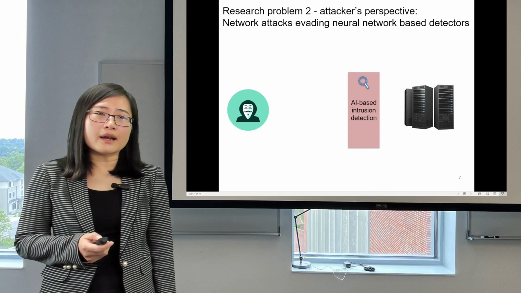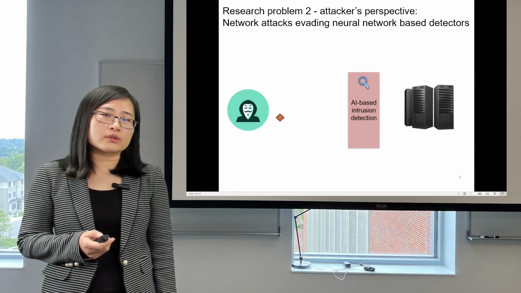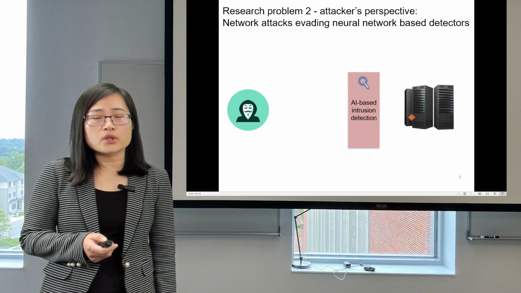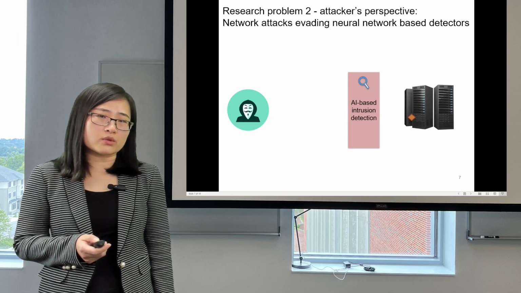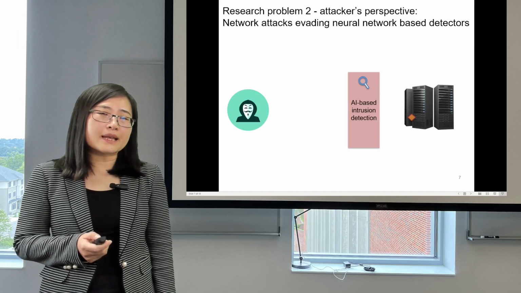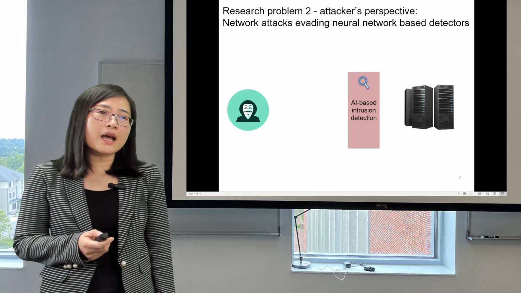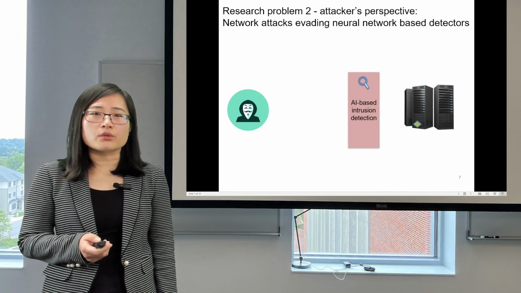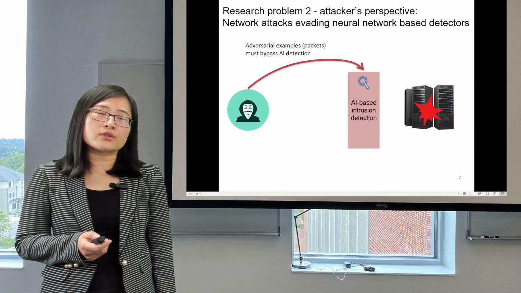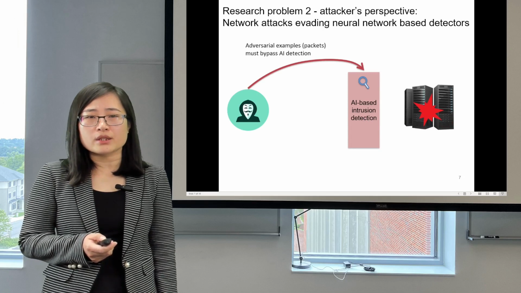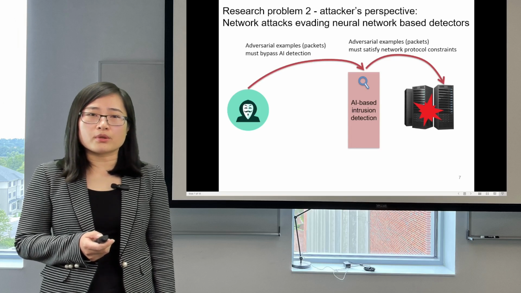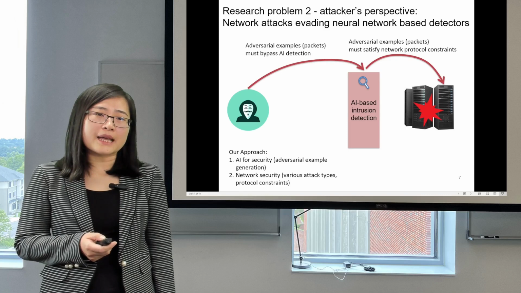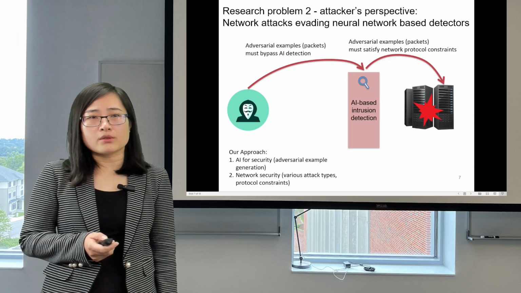So it's natural that attackers will think about how they can craft adversarial examples which can bypass these AI-based intrusion detection systems. However, these adversarial examples may not necessarily work eventually because they do not satisfy some of the network protocol constraints. So our study takes the attacker's perspective and tries to find how we can craft adversarial examples that can not only bypass these AI-based detection tools, but also lead to a successful attack. Our approach needs to satisfy two conditions. Firstly, the adversarial examples must bypass the AI detection. Secondly, they must satisfy the network protocol constraints so we can get a successful attack. Our approach involves AI for security to craft the adversarial examples and also network security to study the various attack types and satisfy the protocol constraints.